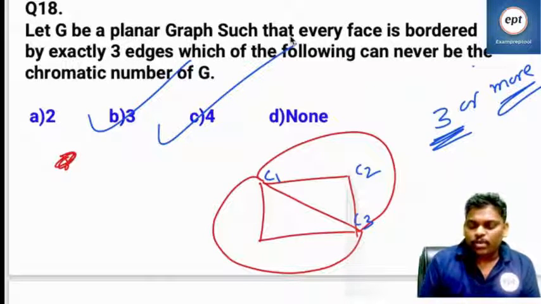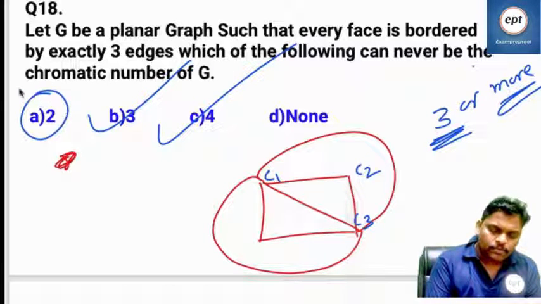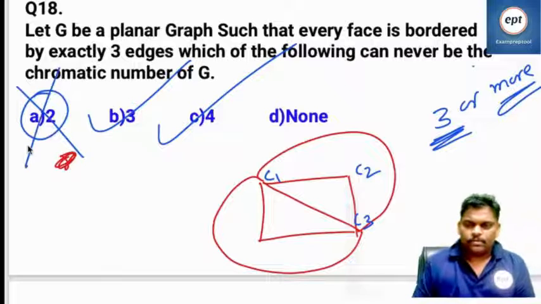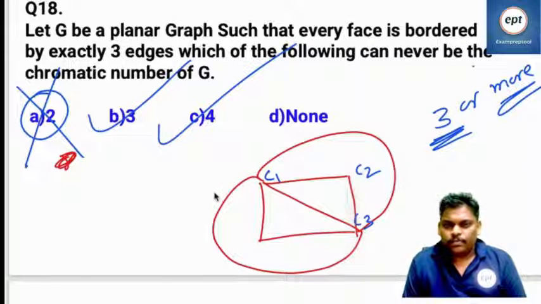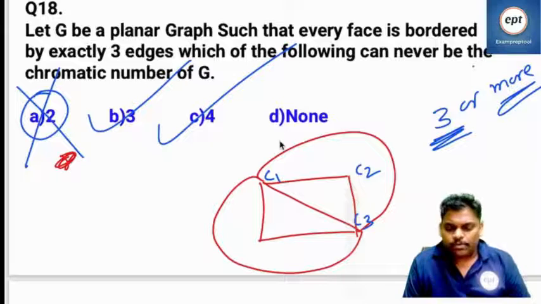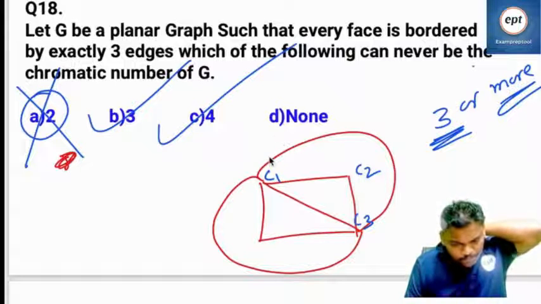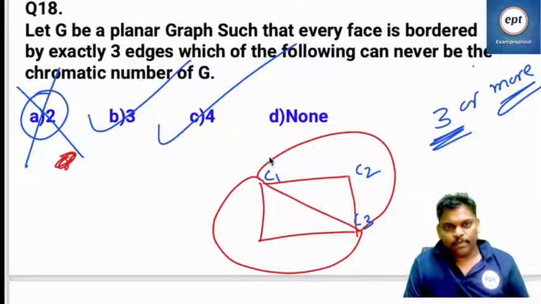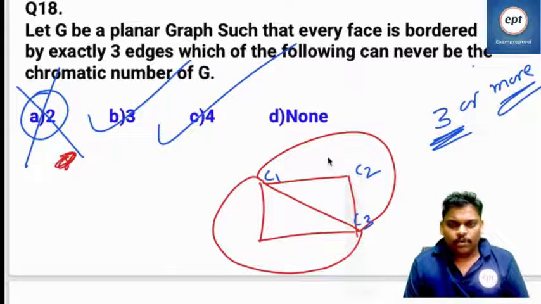Because we didn't mention how many vertices are there. 3 or more. So 2 cannot be the answer. Right? 2 cannot be the answer. Go to the next one.